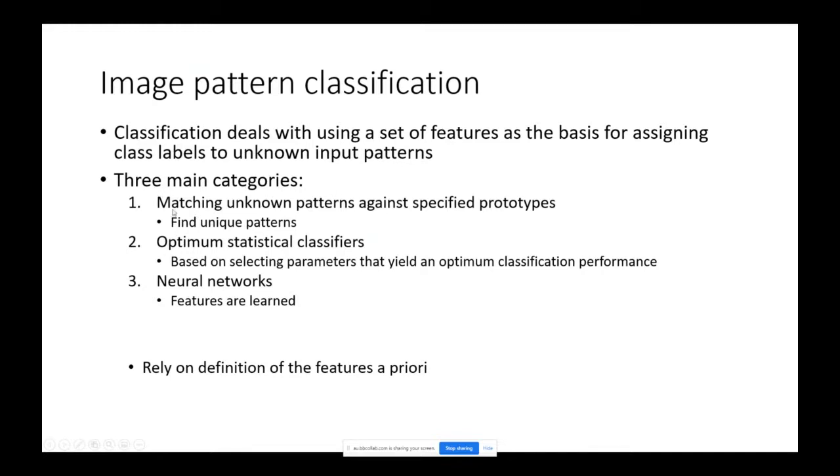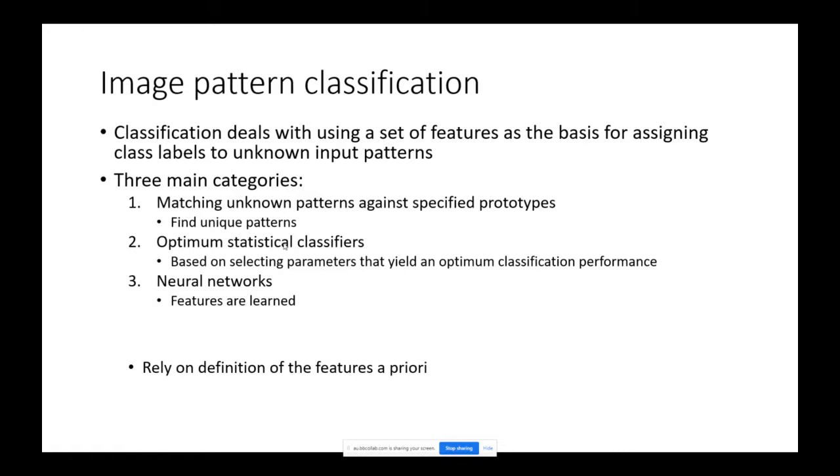There are three categories that we're going to see. Two of those, 1 and 2, we're going to see today, and the third category we're going to see next week. The first one is matching unknown patterns against specific prototypes. Basically, we find unique patterns in an image. If I know the prototype and I got the best matching with the image, I can then classify that pattern found in the image according to the prototype.